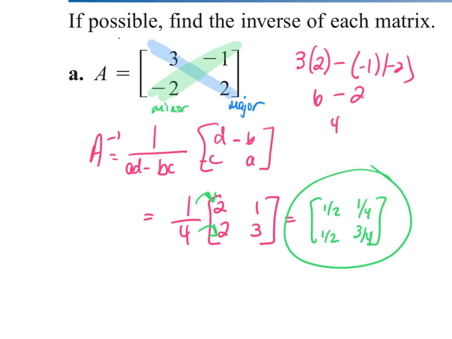You don't have to prove it, but what would you do in order to prove it? Multiply what? The first one by the new one, and then the new one by the first one. And you get the 0 matrix. That's the way you can check. Most of you will not do that, but that is a way that you can check. Does that make sense? Okay.